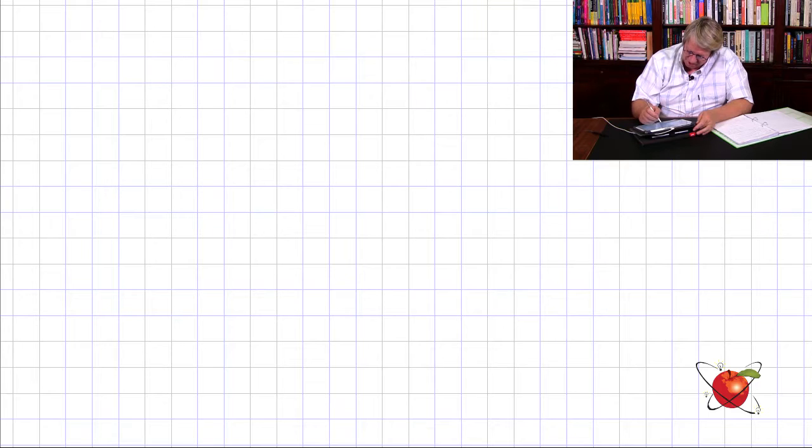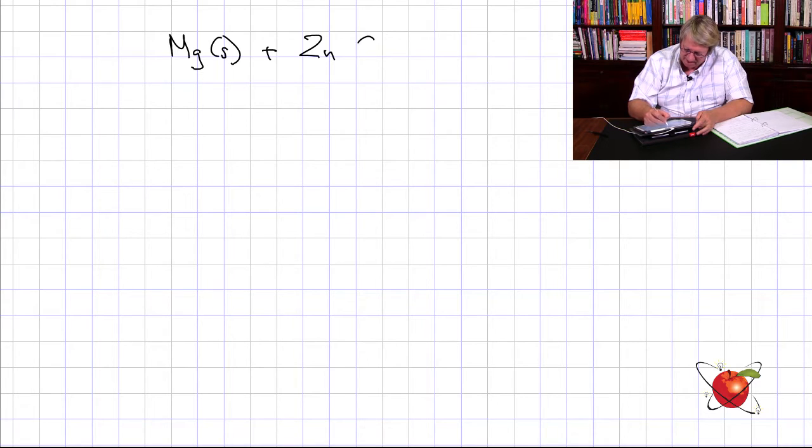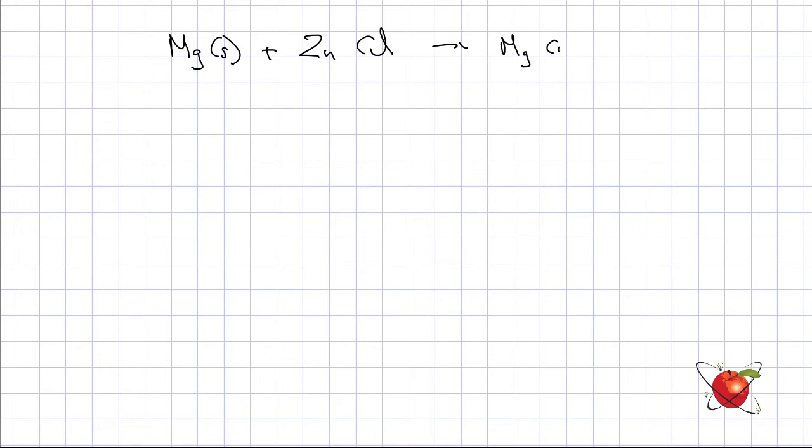Now, let's have a look at a simple one, where they're going to give us a question with magnesium. They say magnesium and zinc chloride react to form magnesium chloride and zinc. So let's see what we've got. We've got magnesium solid plus zinc chloride, ZnCl2, and they form magnesium chloride, MgCl2, and they form zinc.